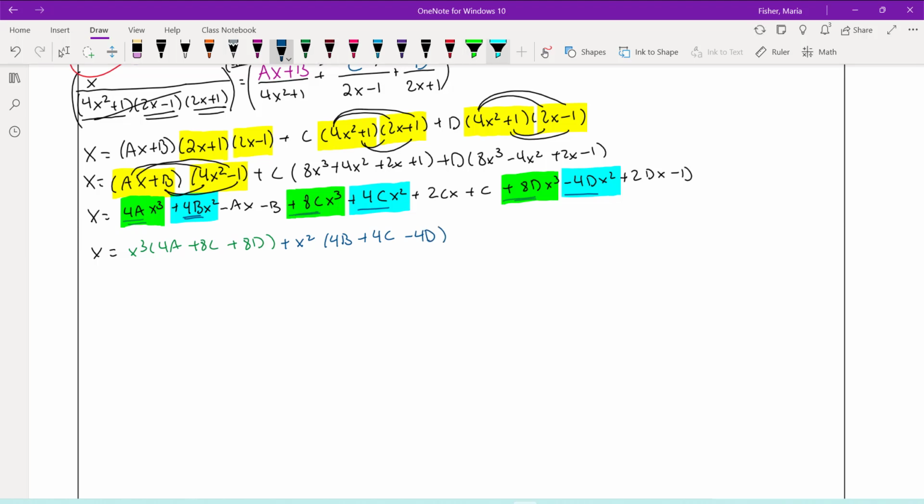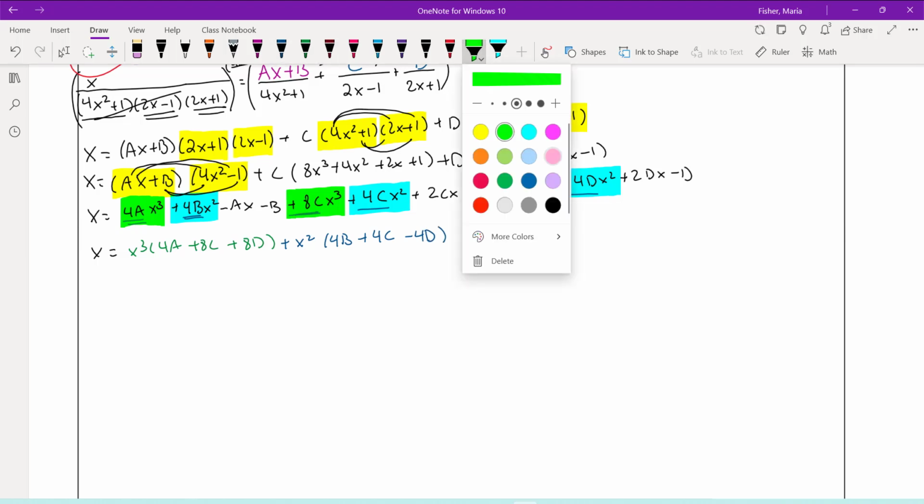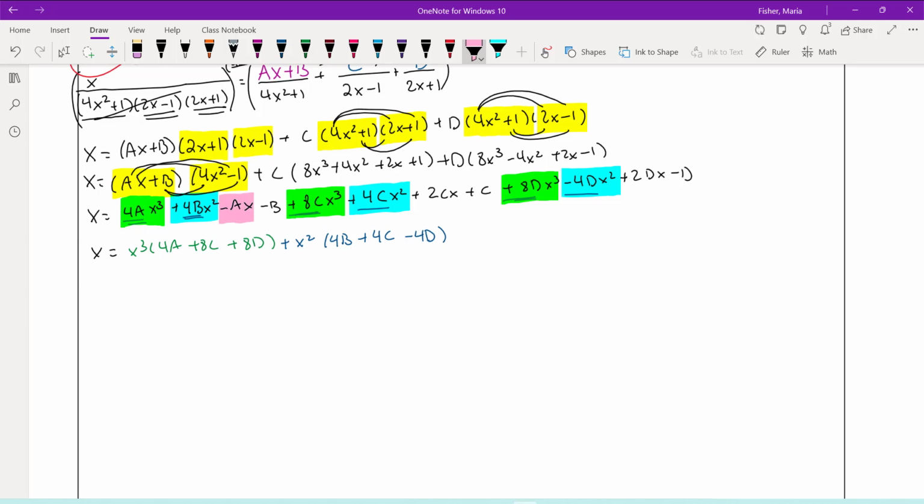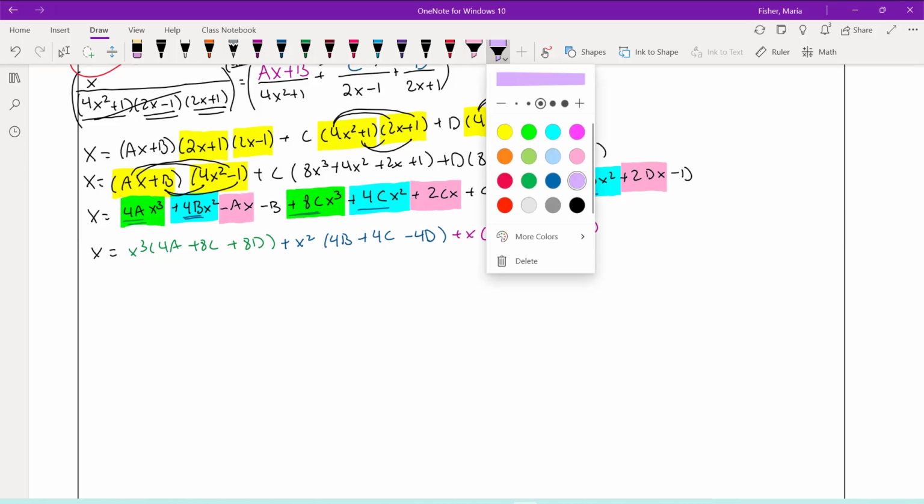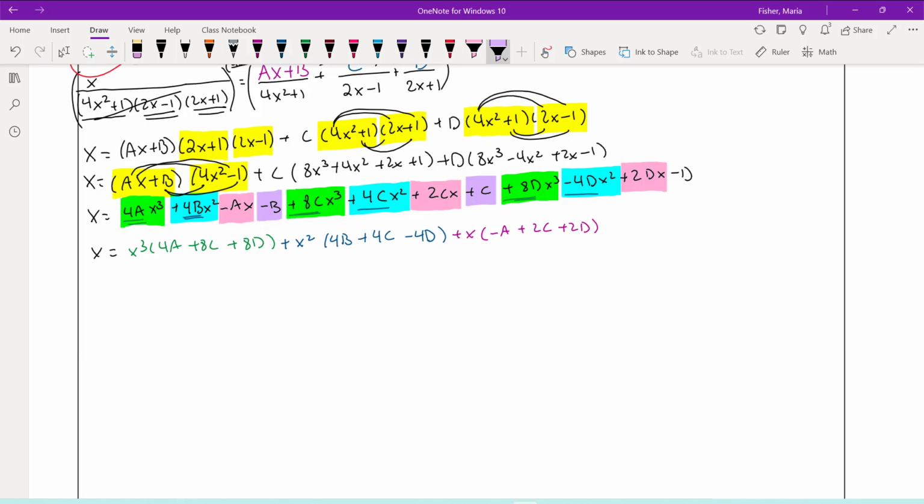Then let's collect all of our linear terms. So we have negative ax, 2cx, and 2dx. Factoring out the x, that's negative a plus 2c plus 2d. And finally, let's collect all the constants. If I'm collecting all the constants, I would have plus negative b plus c minus d.